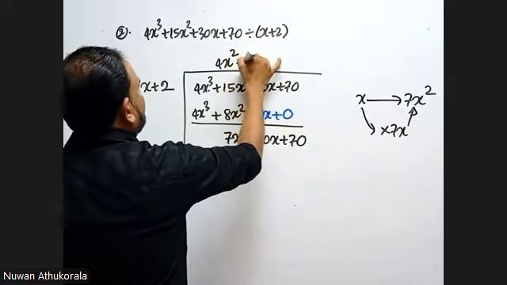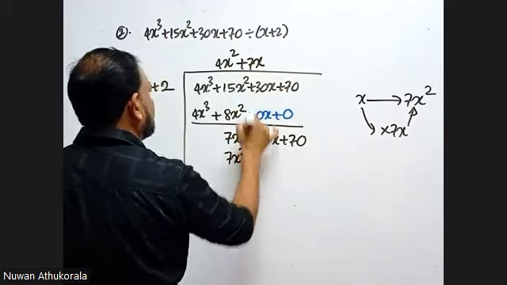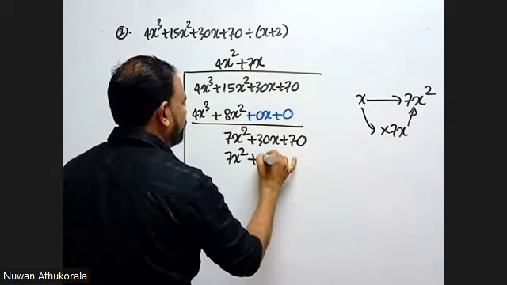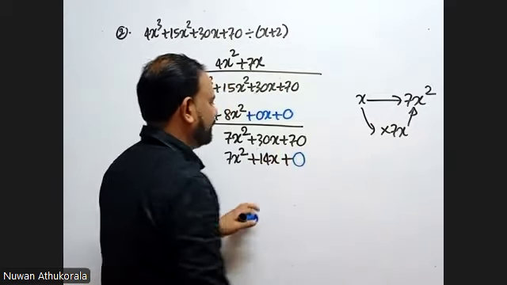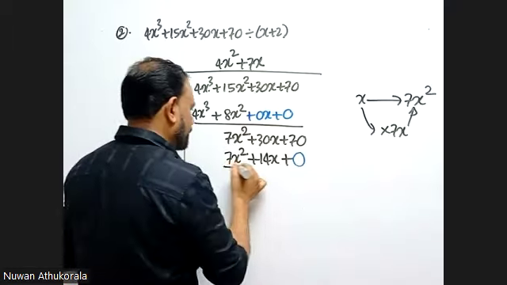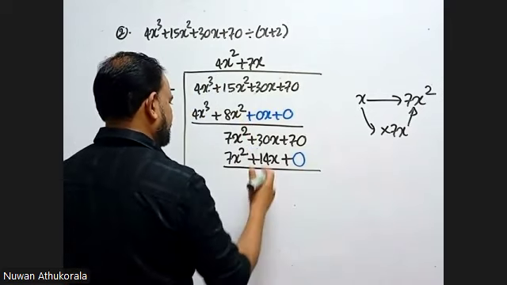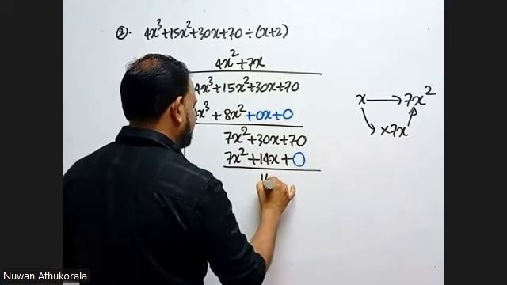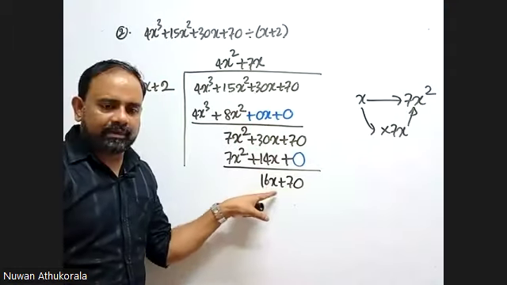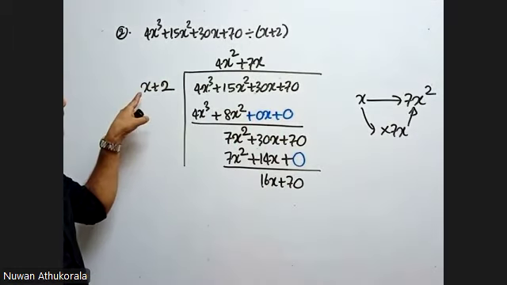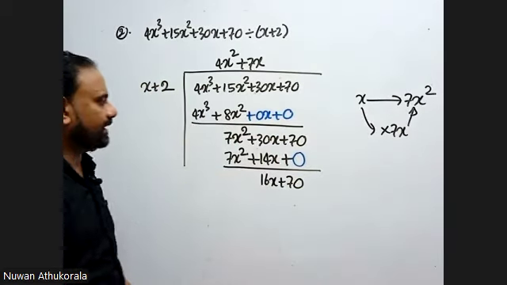Second term of quotient is 7x. 7x into x becomes 7x squared. 7x into 2, 14x. Constant term is 0. Actually, no need to write 0, right? Simplify these two polynomials. 30 minus 14, 16x plus 70. New leading term is 16x. We can convert x into 16x, right?